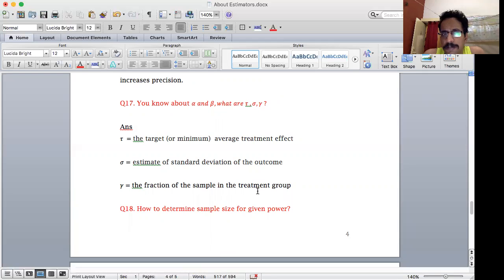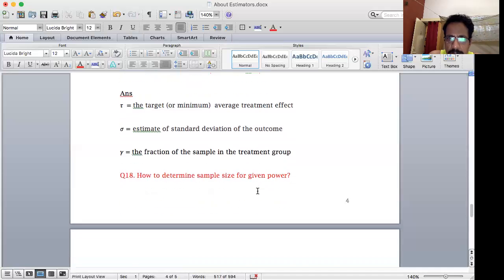Now what is gamma? Gamma is the fraction of the sample in the treatment group. So you will have a sample that will have a control group and a treatment group. How much of the sample is your treatment group is gamma.